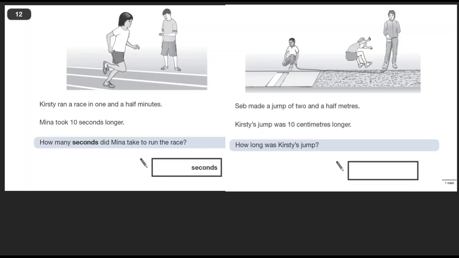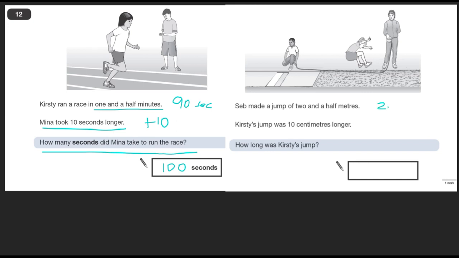Question number 12. Kirsty ran a race in 1.5 minutes. Meena took 10 seconds longer. How many seconds did Meena take to run the race? 1.5 minutes means 1 minute is 60 seconds, and half a minute is 30 seconds. So 90 seconds is Kirsty's time. 10 seconds longer means you need to add the 10. So Meena took 100 seconds.